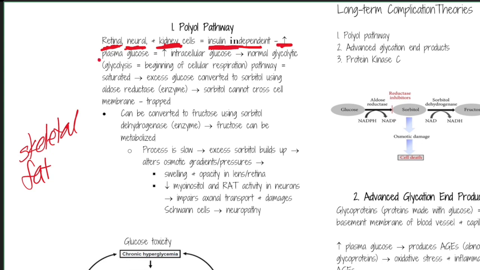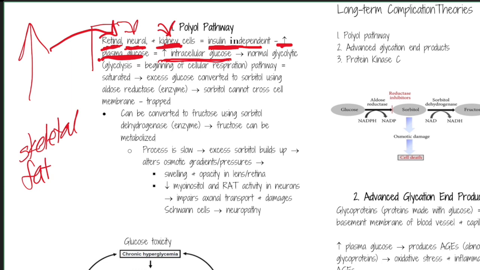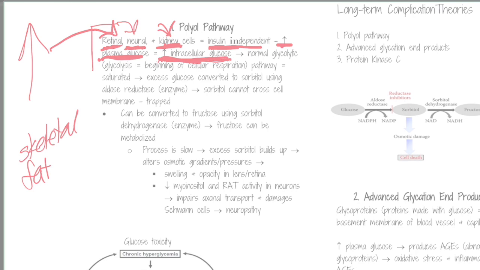When you have an increase in plasma glucose, the glucose in your blood, you then have an increase in intracellular glucose. Because you have all this glucose in your blood, unlike everything else we've been talking about, where we're like, oh, it's floating around, it's not being used, that glucose is actually being used. It's being used in the retinal tissues, the neurons, and kidney cells. And so you end up with a lot of extra glucose inside of those cells.